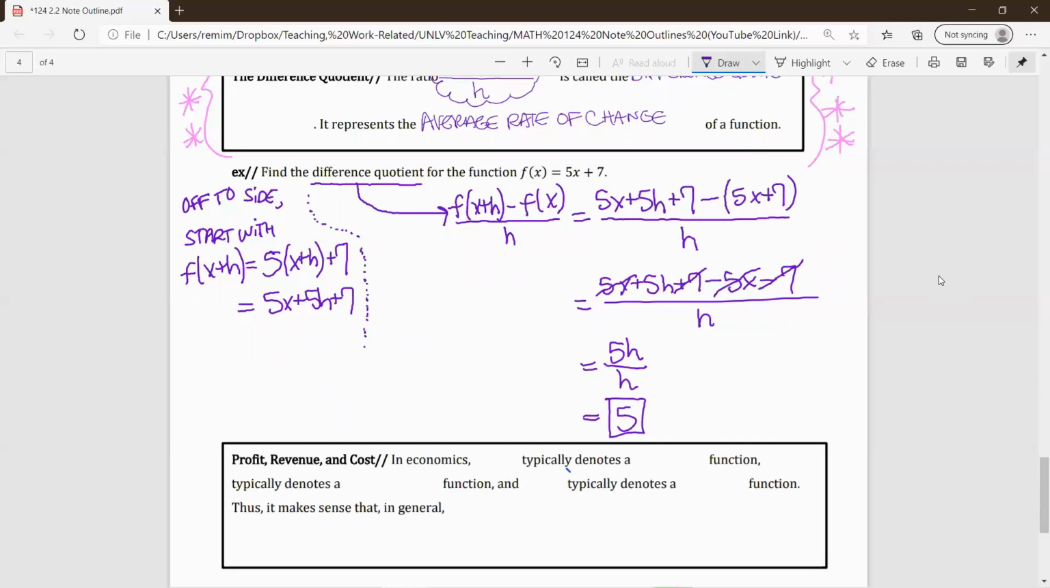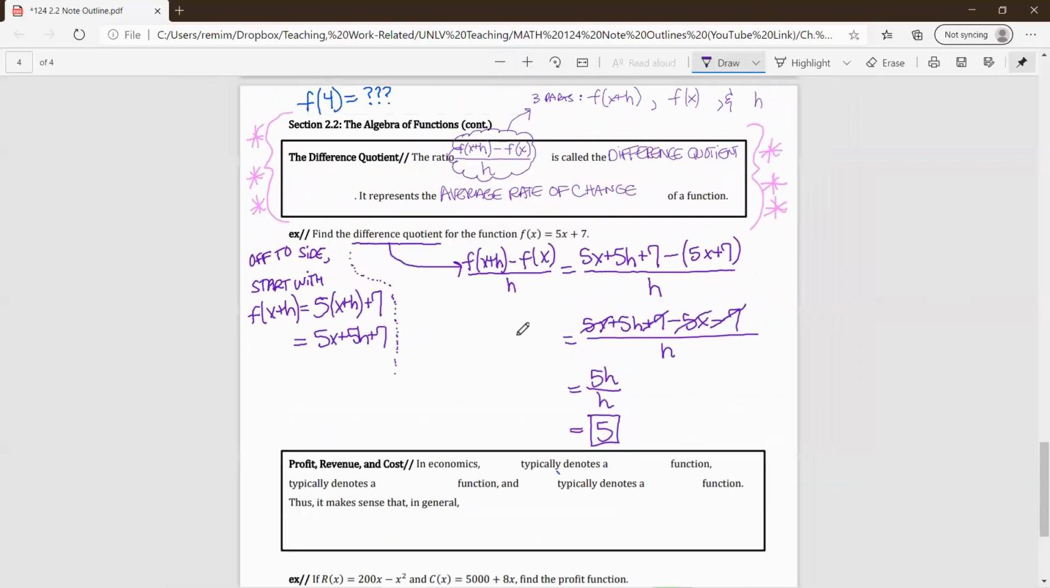And that is our answer there. So moral of the story is, if it says difference quotient, write this expression down, and then before you start working over here, go off to the side and only do the f of x plus h part. And all that means is you go to the function and you replace each x that you see in the function with x plus h, and then simplify that.